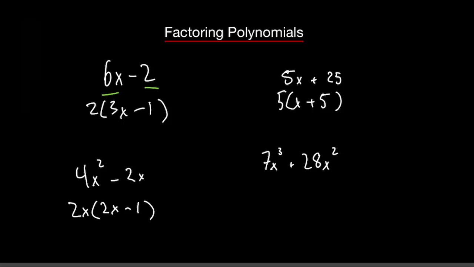Now for the next question, we have 7x cubed plus 28x squared. So the greatest common factor would be 7x squared. And inside the brackets, we do 7x cubed divided by 7x squared, which is just x. And then 28x squared divided by 7x squared is 4. So this would be our final answer.